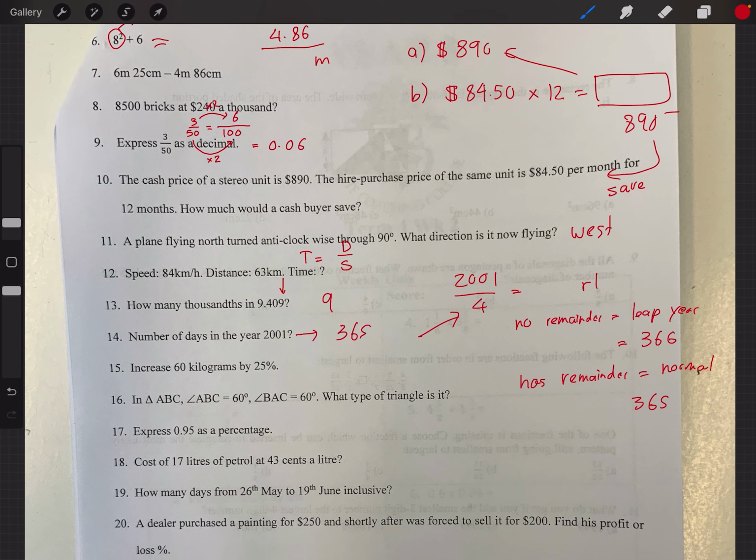Question 15, increase 60 kilograms by 25%. 25% is 1/4. So we're going to increase 60 by 1/4. Let's find out what 1/4 of 60 is. 1/4 of 60 equals 1/4 times 60, which gives us 15. So we do 60 plus 15, and that gives us 75 kilograms.